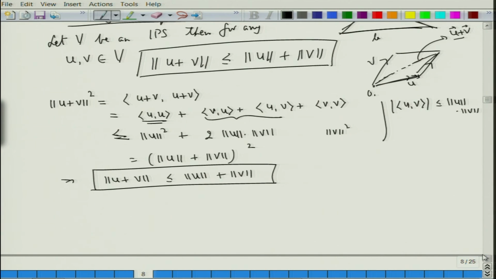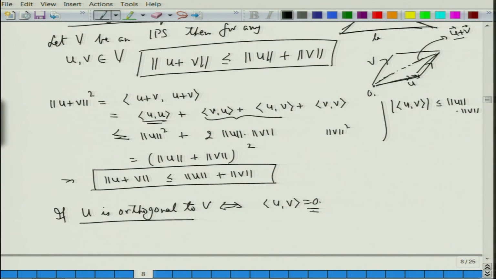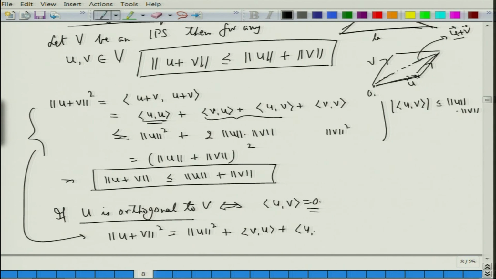You also have what is called, so if u is orthogonal to v, so orthogonal to v means, look at the definition, it says that ⟨u,v⟩ is 0. Fine. In that case, the norm of u plus v whole squared will be equal to the norm of u squared plus ⟨v,u⟩ plus ⟨u,v⟩ plus the norm of v squared, which is nothing but the norm of u squared plus the norm of v squared. All right, because this part is 0 from here.